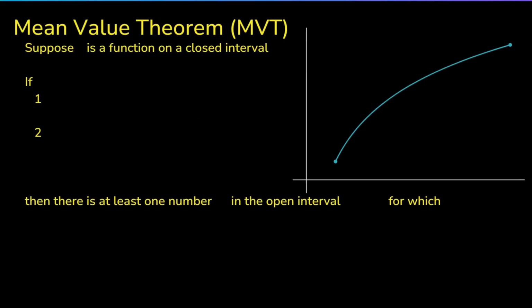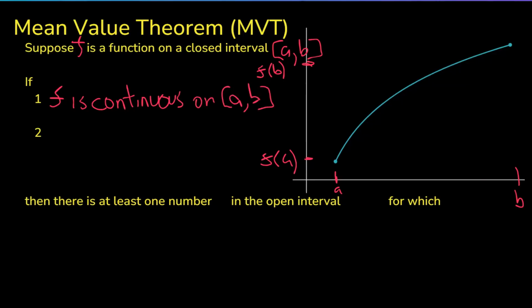Suppose f is a function on the closed interval a to b. So if you look here, here is a, here is b. The y value here would be f of a, and the y value up here would be f of b. Now, there are two conditions for the mean value theorem. f is continuous on the closed interval a to b and differentiable in the open interval a to b.